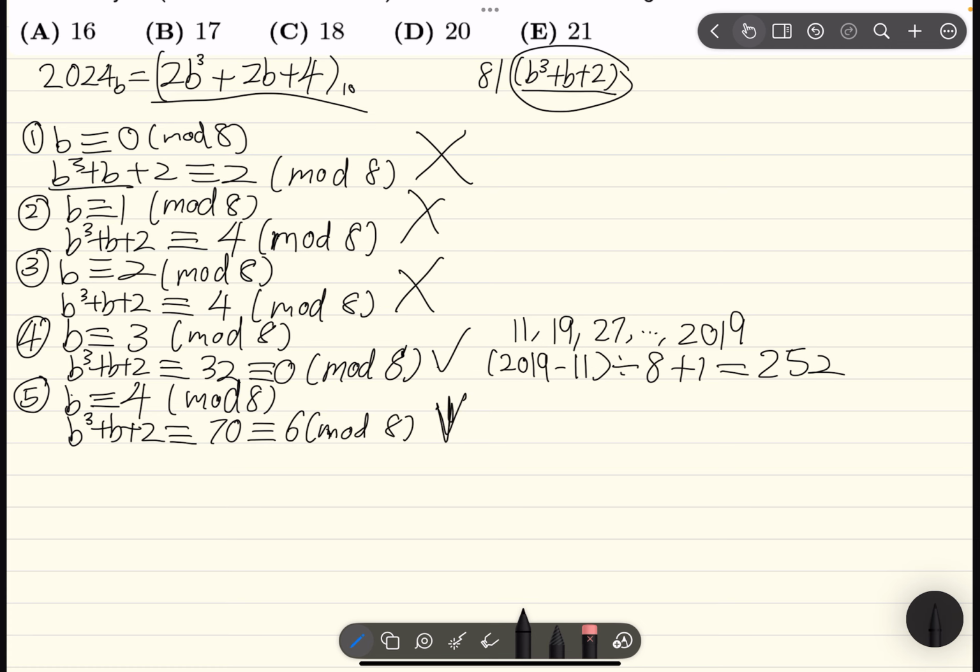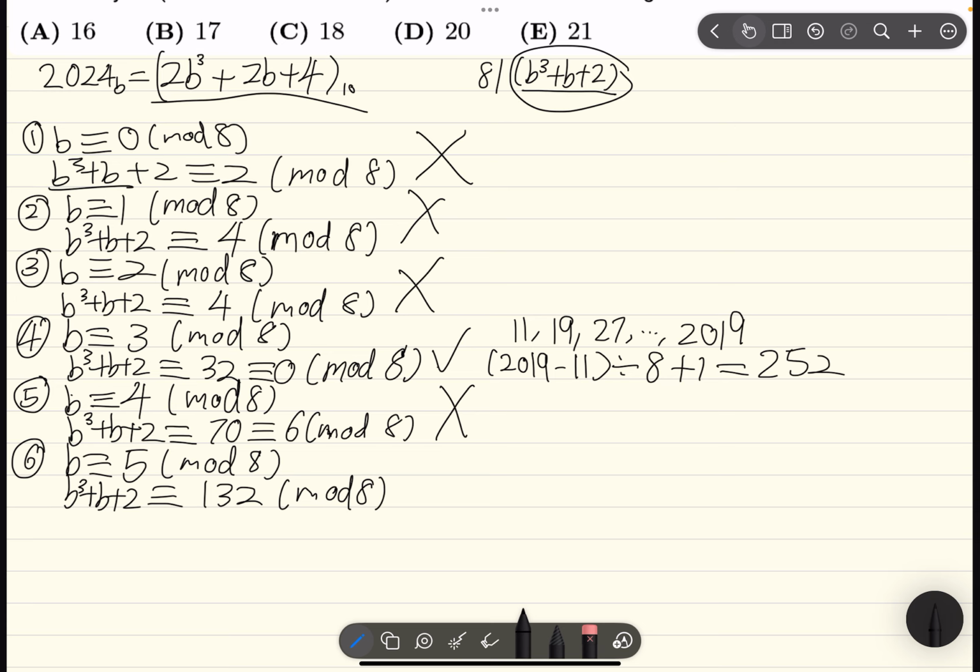Moving on, when b has a remainder of 5 when divided by 8, b cubed plus b plus 2 is congruent to 125 plus 7, which is 132. Again, this is not divisible by 8, because 132 mod 8 is not 0.